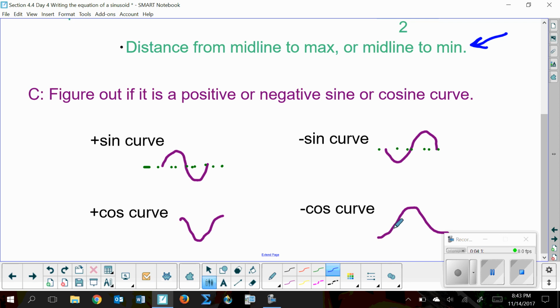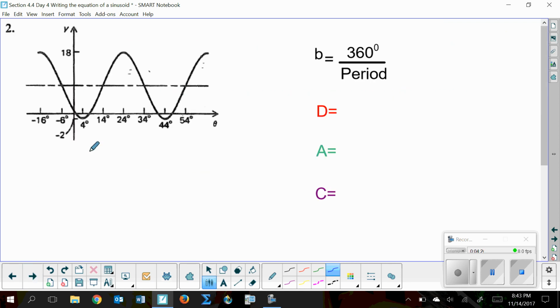It starts at the bottom, up to the midline, up to the top, down to the midline, and down to the bottom. So that's really the only part you're having to think about in your graphs, depending on where you start, is that C value. So here when we look at this graph, pull out your packet right now, look at problem number 2, and we'll go through this together.